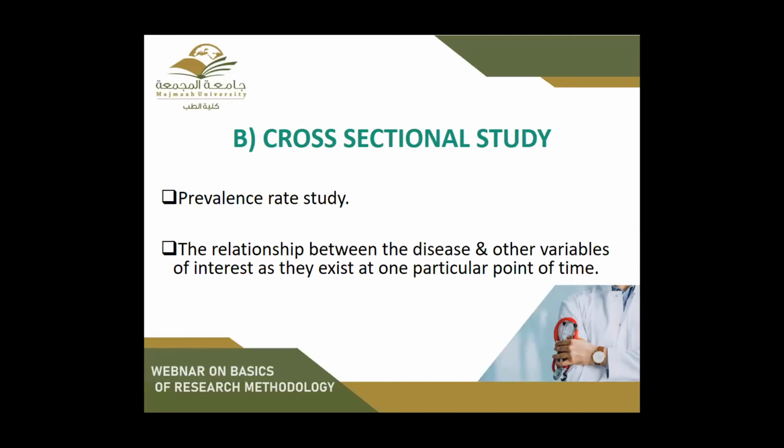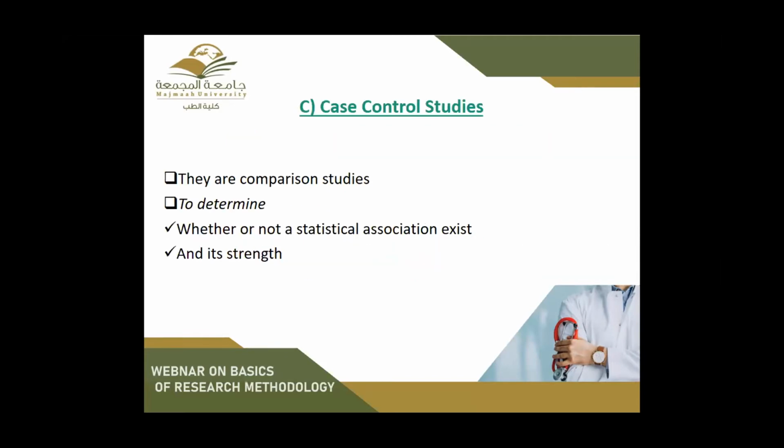Number 2, we have the cross-sectional study, which is called the prevalence study. Most of the studies we do now in epidemiology, for our students and for us, are cross-sectional or prevalence studies, when we want to know how prevalent a disease is and what other factors are in this disease. It calculates the prevalence rate, and it shows the relationship between the disease and other variables. For example, this disease in which age, in which gender, in which economic status, in which characteristic. This is what we call a prevalence or cross-sectional study.